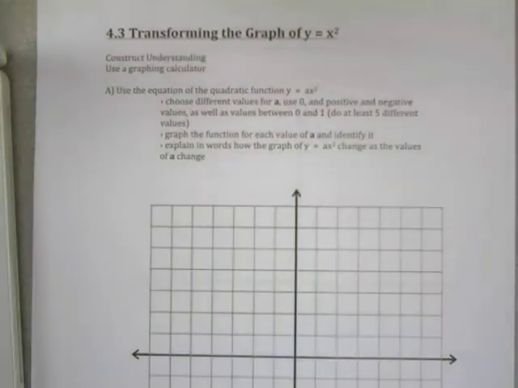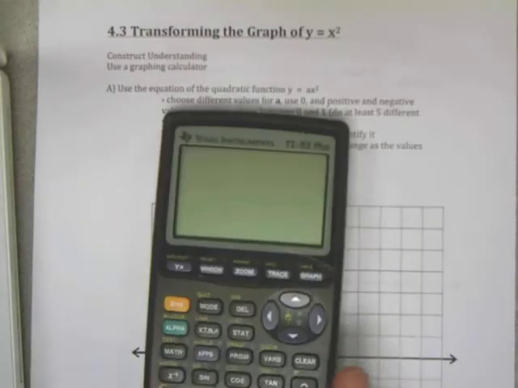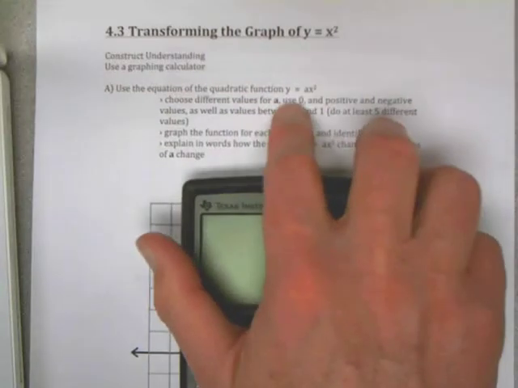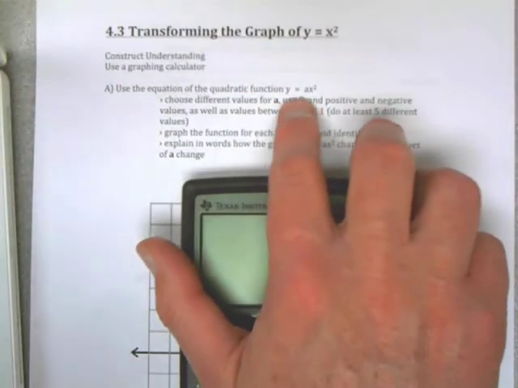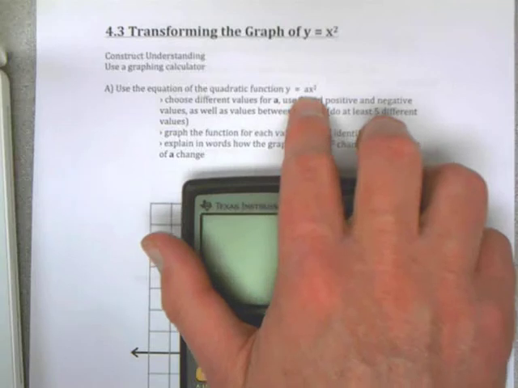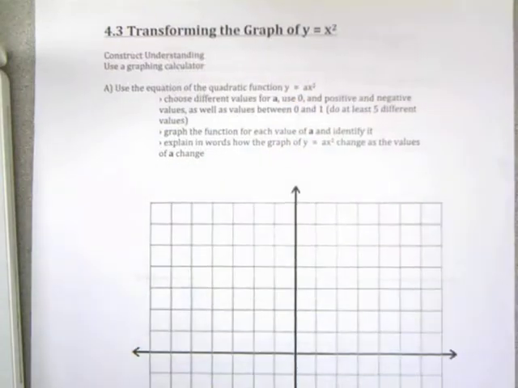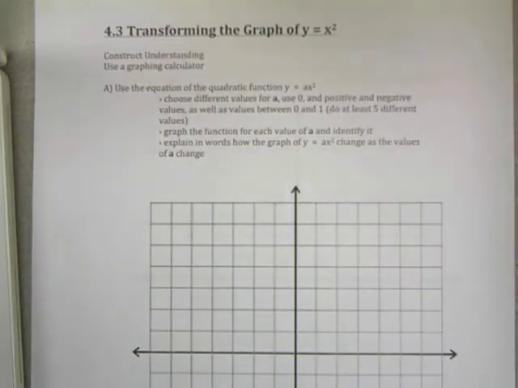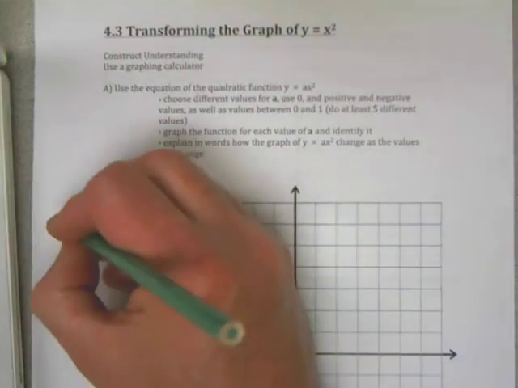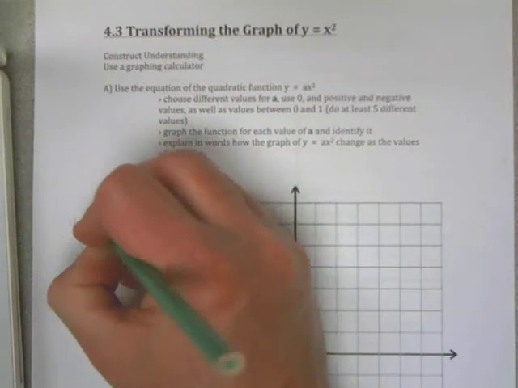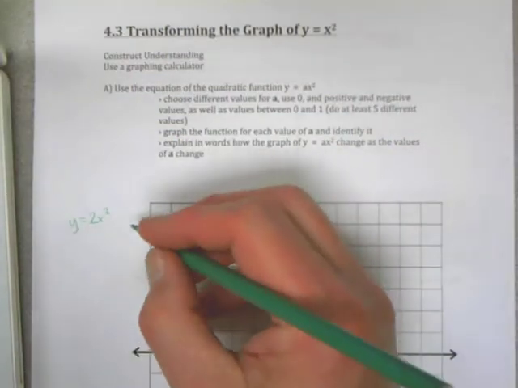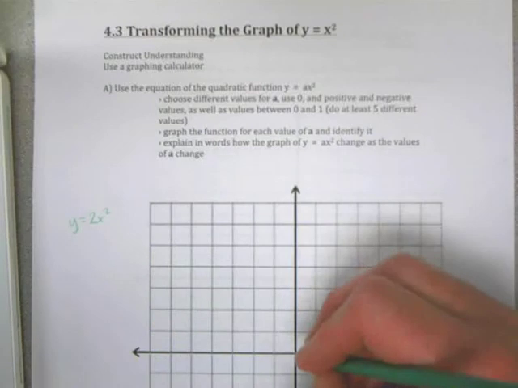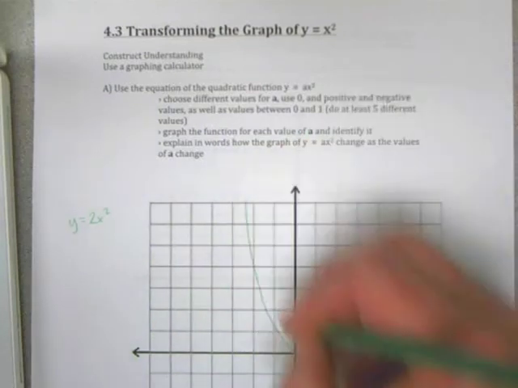Today we're going to look at 4.3, transform the graph of y equals x squared. So you're going to construct by using your graphing calculator. You're going to plug in values for a in this equation, so y equals whatever, and then you're going to graph it. I've already done it, so I'm just going to copy it to show you what happens. The first one, I have y is equal to 2x squared. When I plug that in my graphing calculator, I will see that it goes something like this.